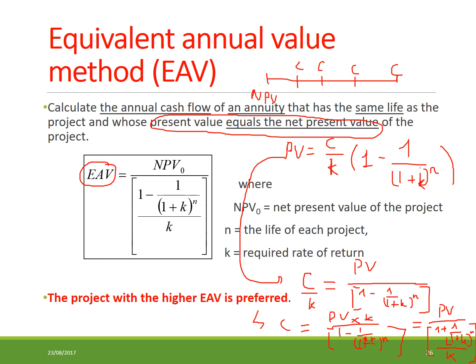The present value of this annuity here is simply just the net present value of the project. So this is a dollar value, right? This is an annual value that we get from the project. Therefore, the decision rule here is we prefer the project with the higher equivalent annual value, right?